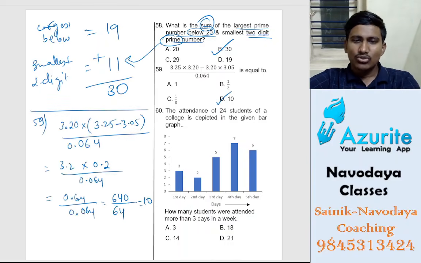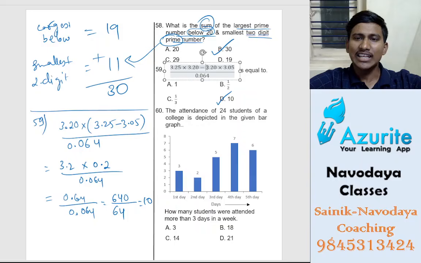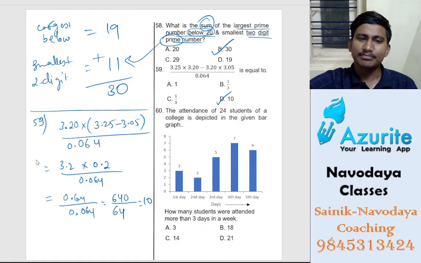Understood? So see here students, question 59. What is the question? Listen here, 59. So this is the question, right? In that, 3.25 and 3.05, here also we should take 3.20 common, right? What should we do? We should take common. If you take common, 3.20 will come outside. So then what will remain? 3.25 here and 3.05 here.